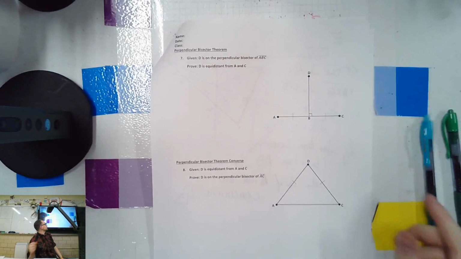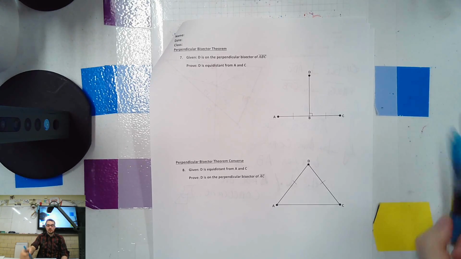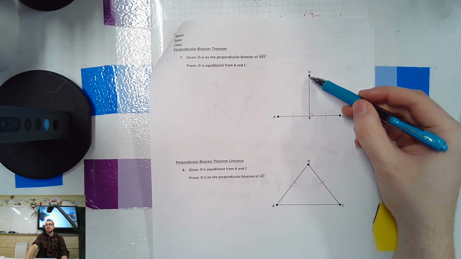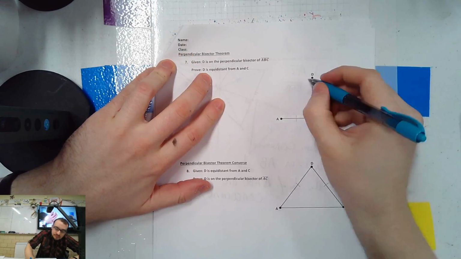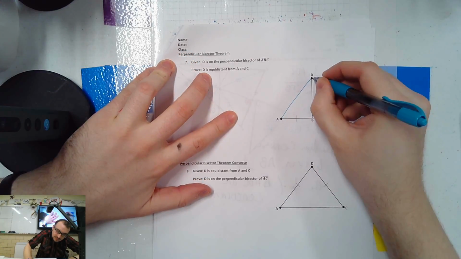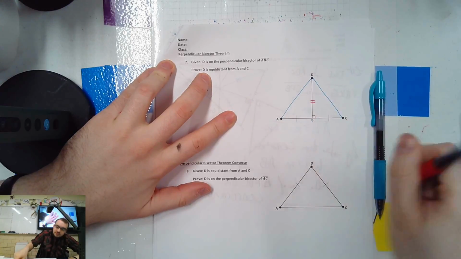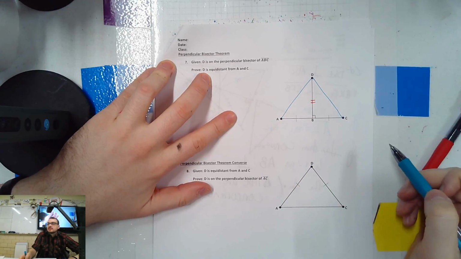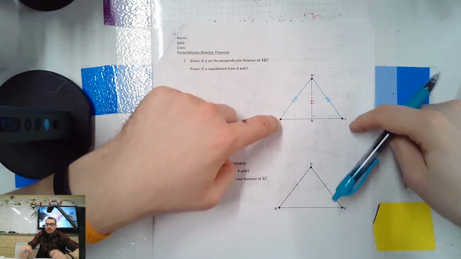Speaking of perpendicular bisector theorem and its converse, do you know how to prove it? You want to talk about it or no? How do you prove that D is equidistant to A and C given this diagram? Zayden. Create a triangle, have shared sides, and then by SAS, the triangles are congruent, which means these sides are the same. And if the sides are the same, isn't D the same distance from A and C?